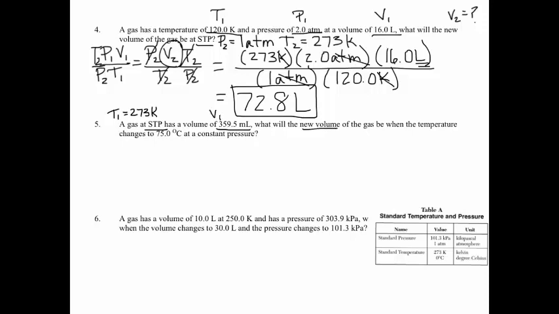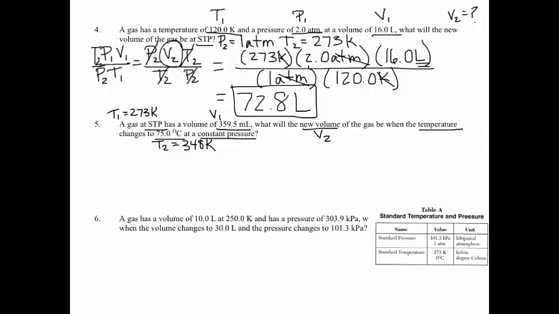They want to know what the new volume will be, that's V2, of the gas, when the temperature changes to 75 degrees Celsius. Okay, we have to convert that to Kelvin. So I'm going to convert that to Kelvin by adding 273, and our T2 will be 348. And then it says here constant pressure.